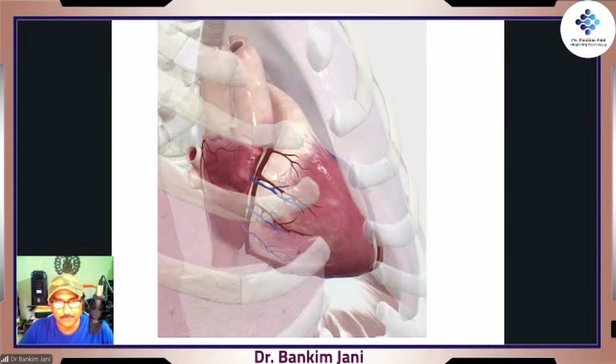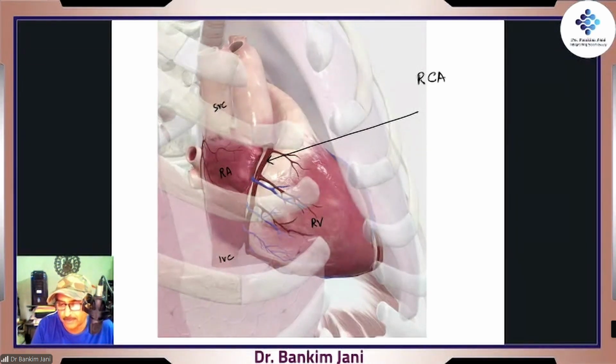This was the image which we saw. That's right. This is the right atrium, inferior vena cava, superior vena cava, and then this one is the right ventricle. Left ventricle and everything will be on the opposite side. This vessel you are watching is the right coronary artery.